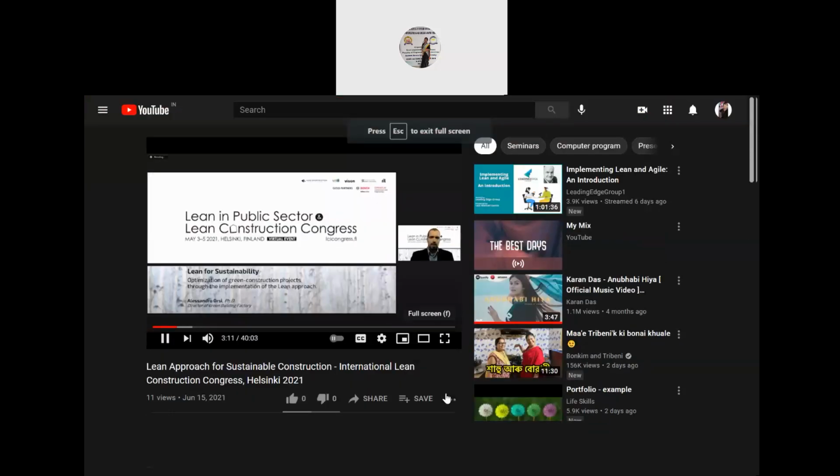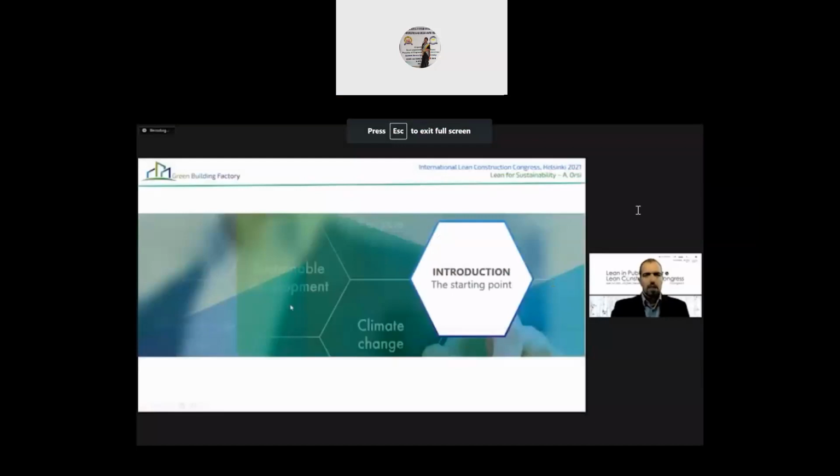And then we'll start. A brief introduction to explain where we start from, and then we'll pass on to the practical implementation of it.